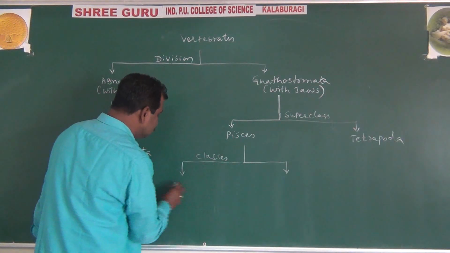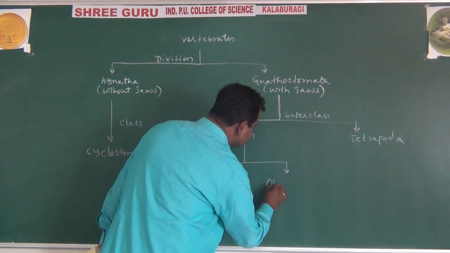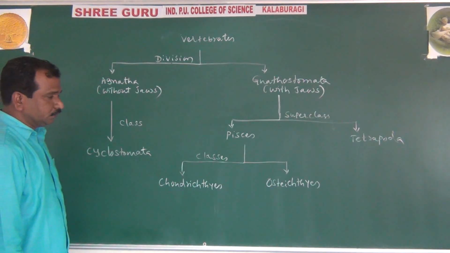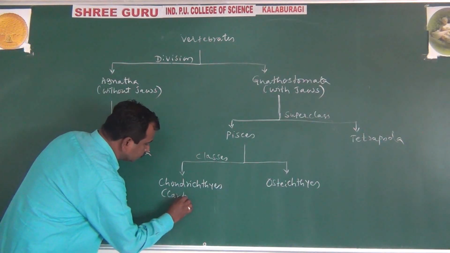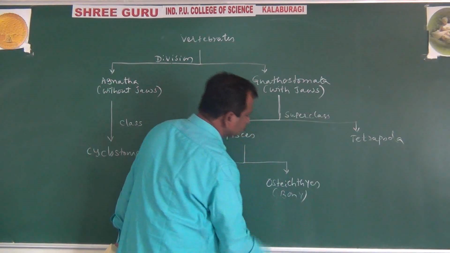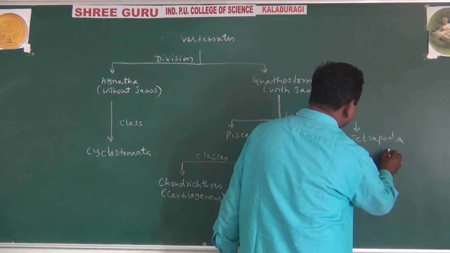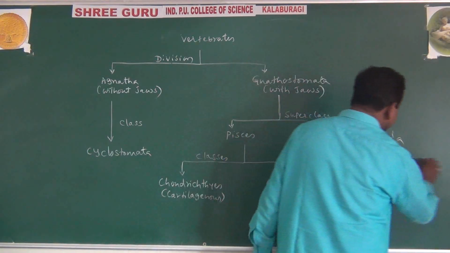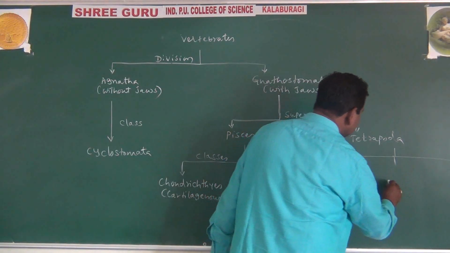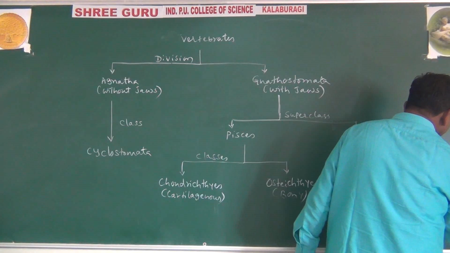One is called Chondrichthyes and the other Osteichthyes. Chondrichthyes is nothing but the cartilaginous fishes, and Osteichthyes is nothing but the bony fishes. Now, superclass Tetrapoda is divisible into 4 classes: class Amphibia, class Reptilia, class Aves, and then class Mammalia.